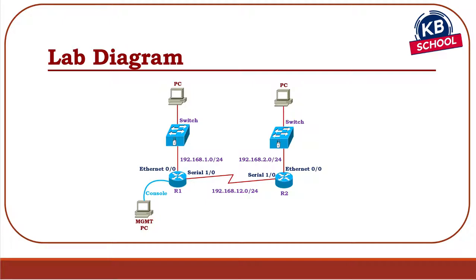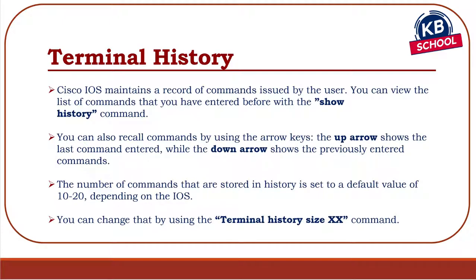So over here, the first thing that we're going to take a look at is terminal history. What is terminal history? Terminal history basically has a list of the previous commands that you've done in your session. It keeps track of the commands in that particular session, but only a certain number of commands. Let's go ahead and take a look at that. Let's go into one of those routers.